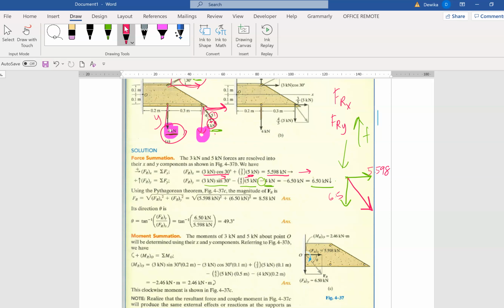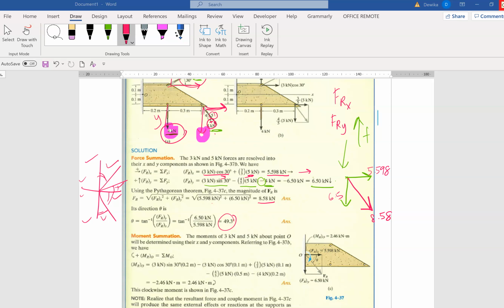What's the resultant? You use Pythagoras theorem. So this is 8.58 at an angle. Look at the angle. The angle is very important because you can have 49.3 here, or here, or here, or you can have it on the other side. So you have a combination of eight possible 49.3 angles. You need to be very, very careful to determine where the 49.3 is.